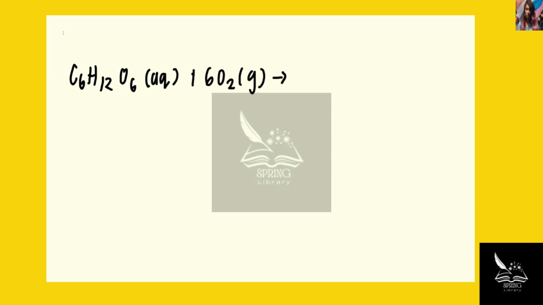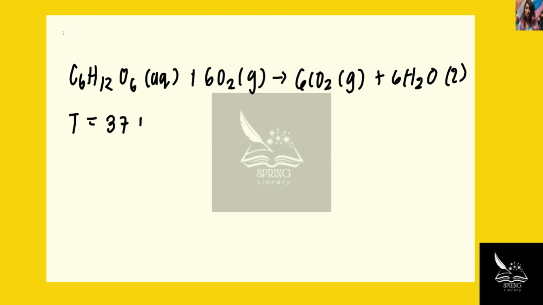All right, so we have the following chemical reaction. Let's write this out. And for part A, we're asked to calculate the volume of CO2 produced at body temperature, which is 37 Celsius. So temperature is equal to 37 plus 273, which gives us 310 Kelvin, at a pressure of 0.970 atm.